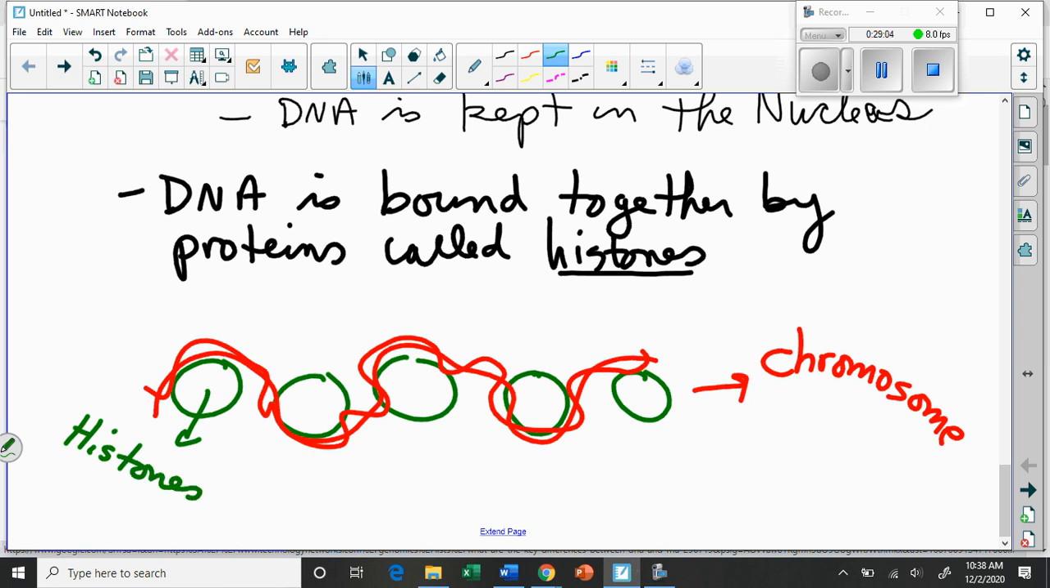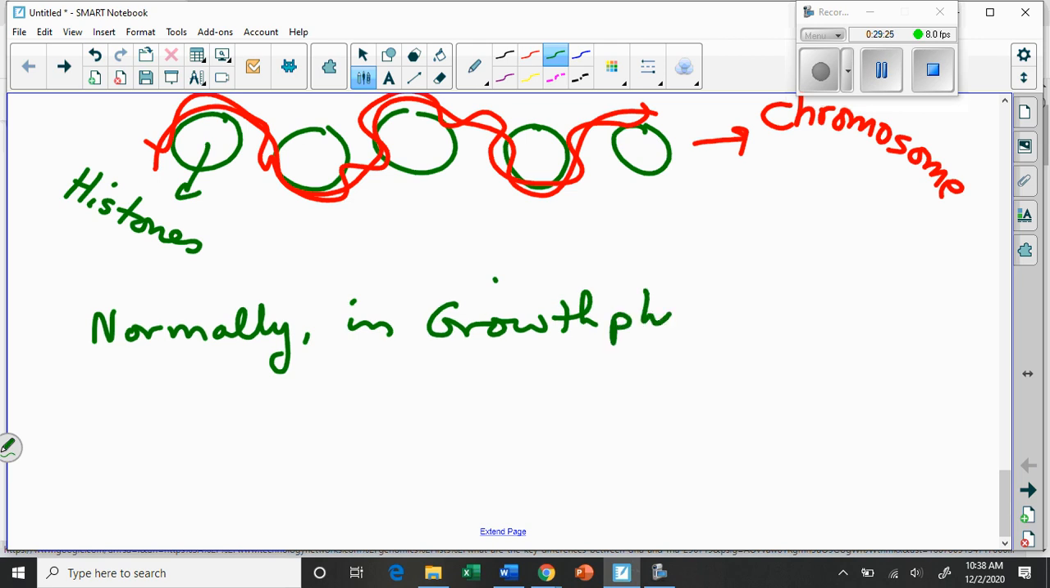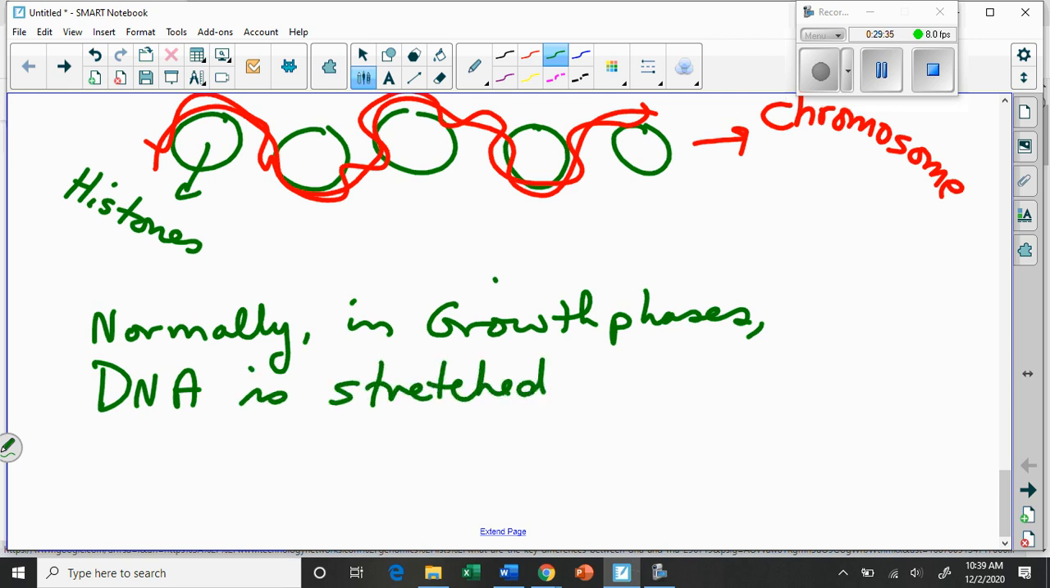Now the histones can stretch and contract, and the molecule can sort of change its shape, right? Because of the way it's built, it has some flexibility. And so what we normally find, in growth phases, DNA is stretched out and very thin.